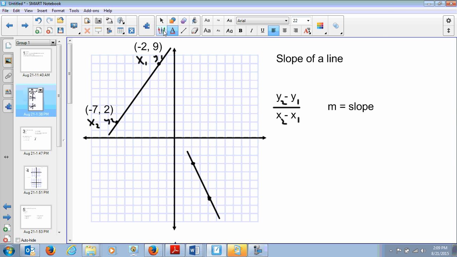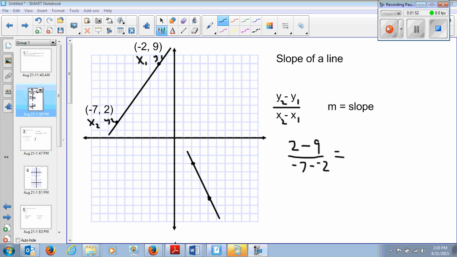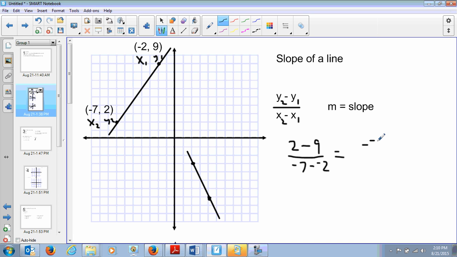So if I now plug these into my formula, all right, here I've written out my formula. y2 was 2, so I put that here, minus y1, which was 9, so 2 minus 9. And then on the bottom, x2, which was -7, minus x1, which was -2. So we're subtracting -2. We'll get to that in a second. So I just do the math. 2 minus 9 is -7. And on the bottom, we have -7 minus -2, which is really like adding 2. If you get rid of a negative number, you're really adding. So we have -7 plus 2, which is going to leave us with -5.